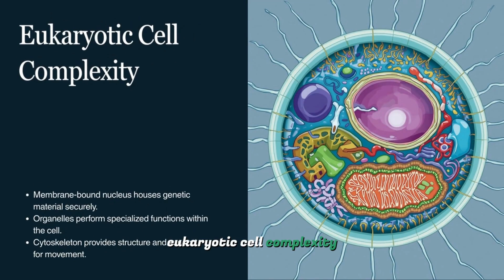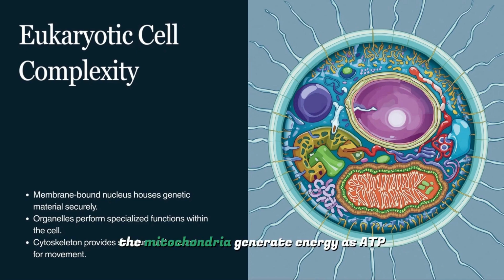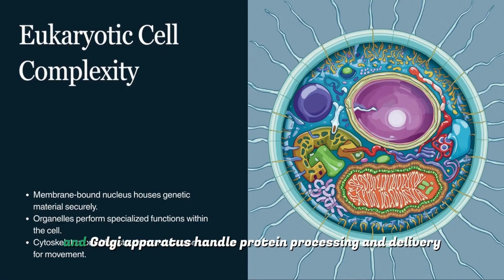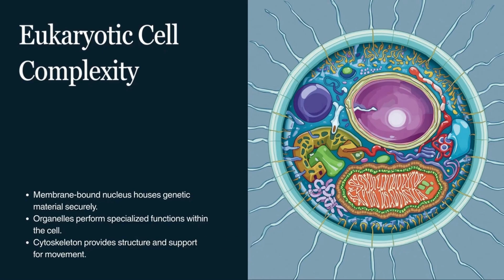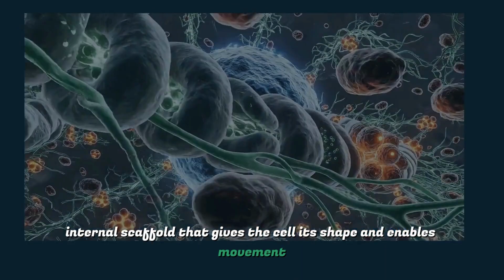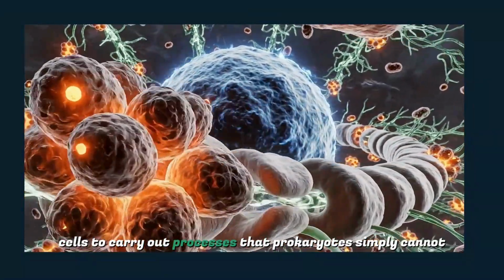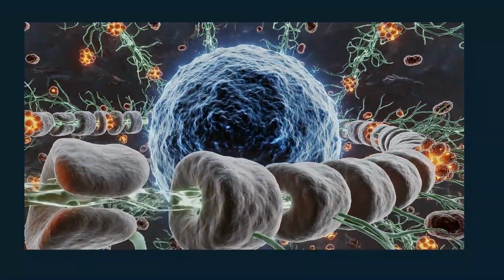Eukaryotic cell complexity. Eukaryotic cells are a whole different level of complexity. The nucleus houses and protects the DNA. The mitochondria generate energy as ATP. The endoplasmic reticulum and Golgi apparatus handle protein processing and delivery. And holding it all together is the cytoskeleton, a dynamic internal scaffold that gives the cell its shape and enables movement. This level of organization allows eukaryotic cells to carry out processes that prokaryotes simply cannot.